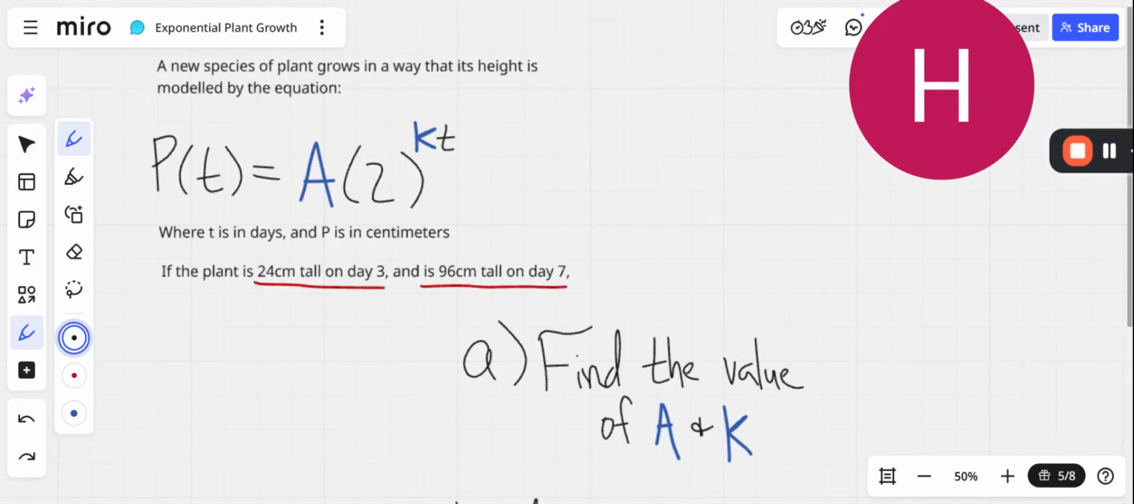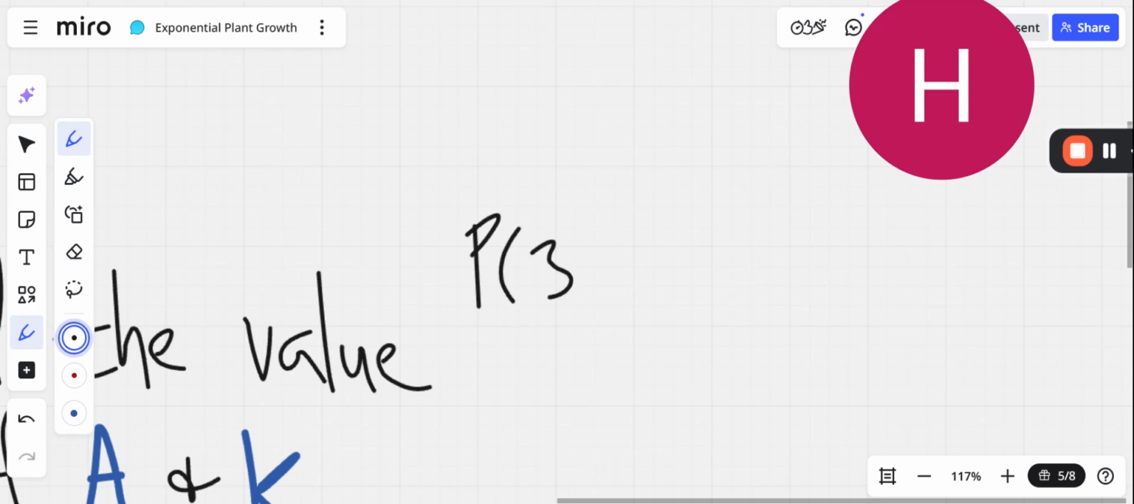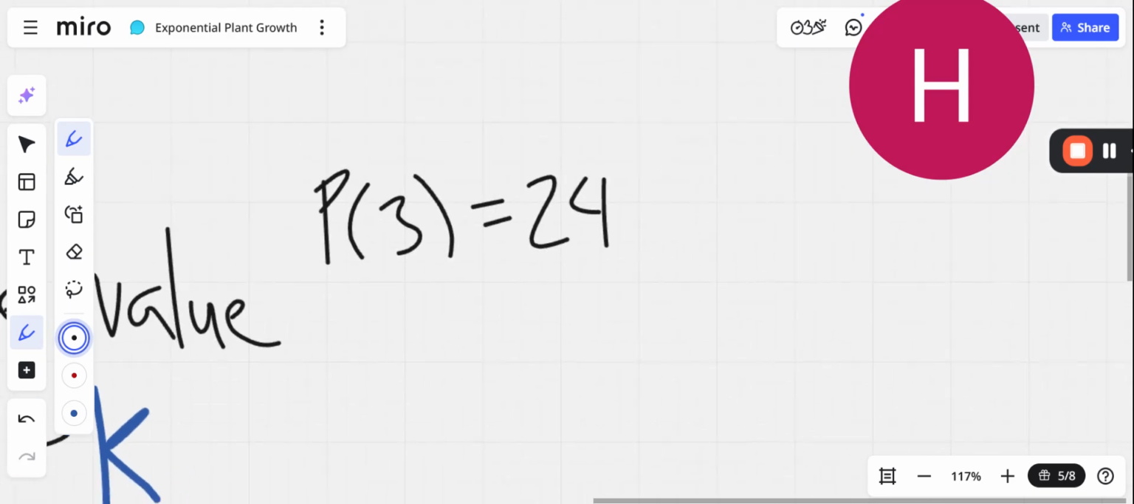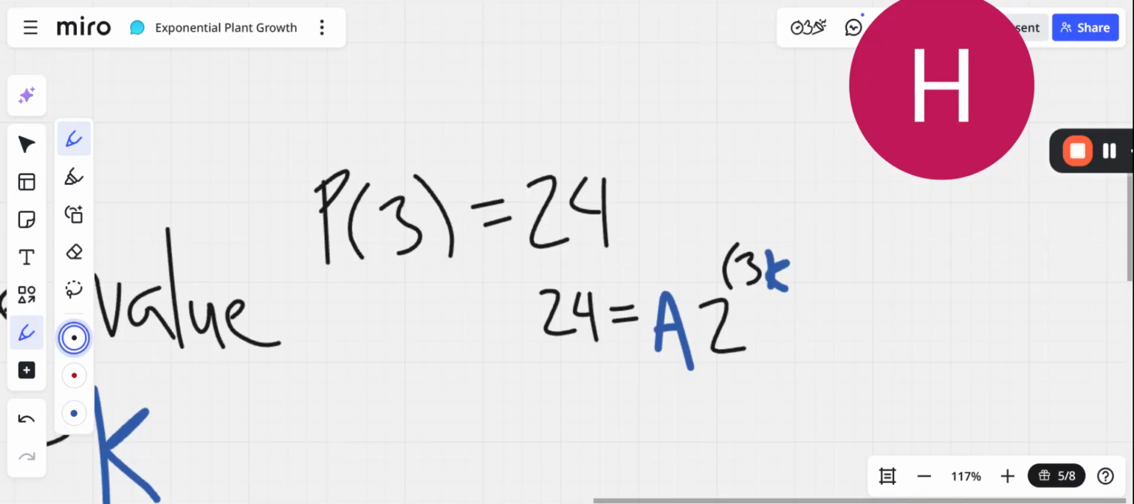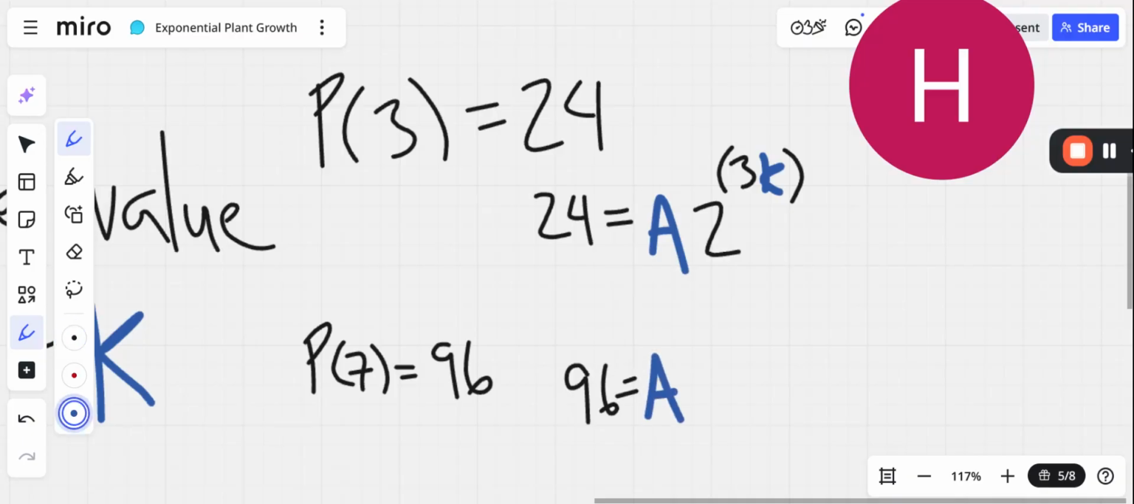Let's get started. So we're going to use this given information, which says that P(3) equals 24, which means that 24 equals a times 2 to the 3k power. Okay. And we're also going to use the fact that P(7) equals 96. That's centimeters. So that means that 96 equals a times, I should probably put this in parentheses, 2 to the 7k.